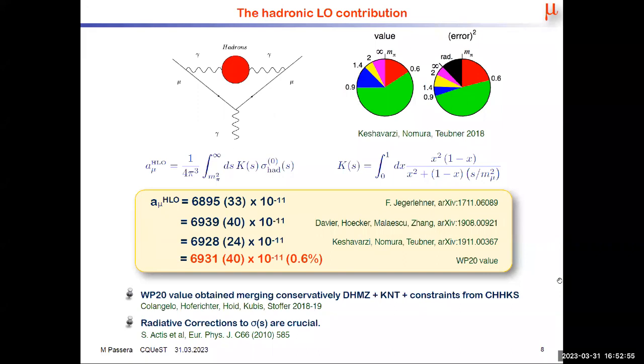Isn't that the combination of many experiments? Very many experiments. I will show you right now. It's a combination of very many experiments, which of course have to be treated with radiative corrections, which are therefore crucial because we are talking at less than 1%, right? So here radiative corrections become crucial.